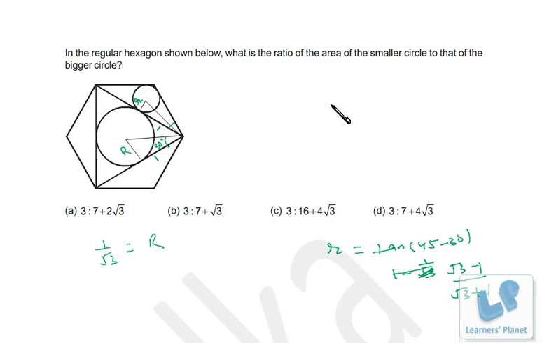Now since we have to find the ratio of their areas, smaller by bigger, what we can do is square both the terms. So (root 3 minus 1 by root 3 plus 1) whole square will be (3 plus 1 minus 2 root 3) by (3 plus 1 plus 2 root 3). This is divided by the square of the radius of the bigger circle. So 1 by 3, so that 3 will come over here.